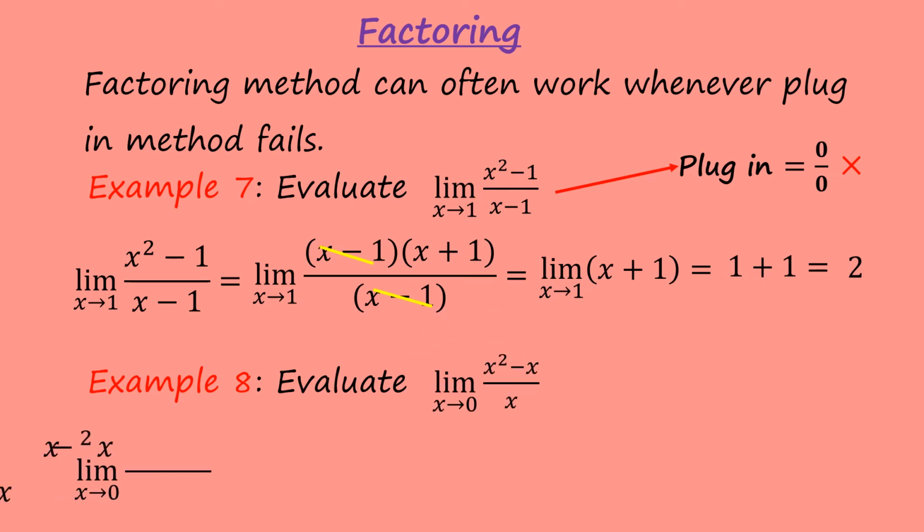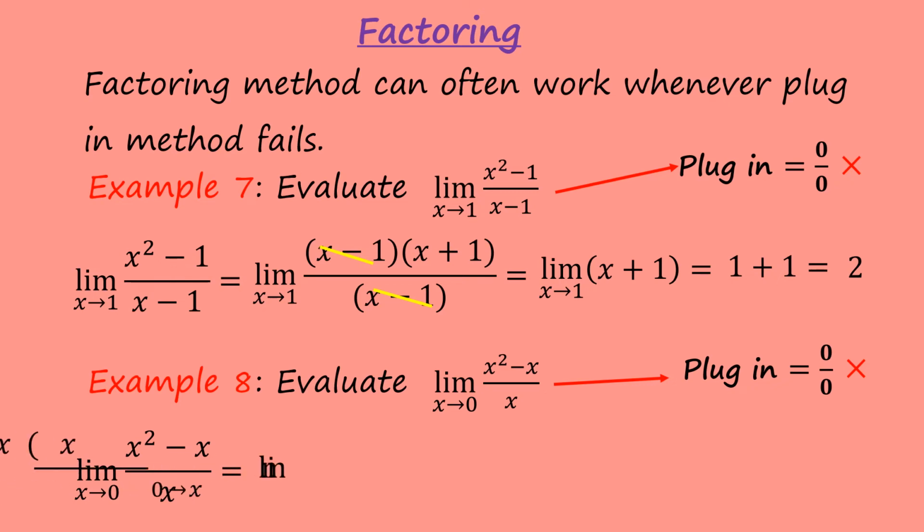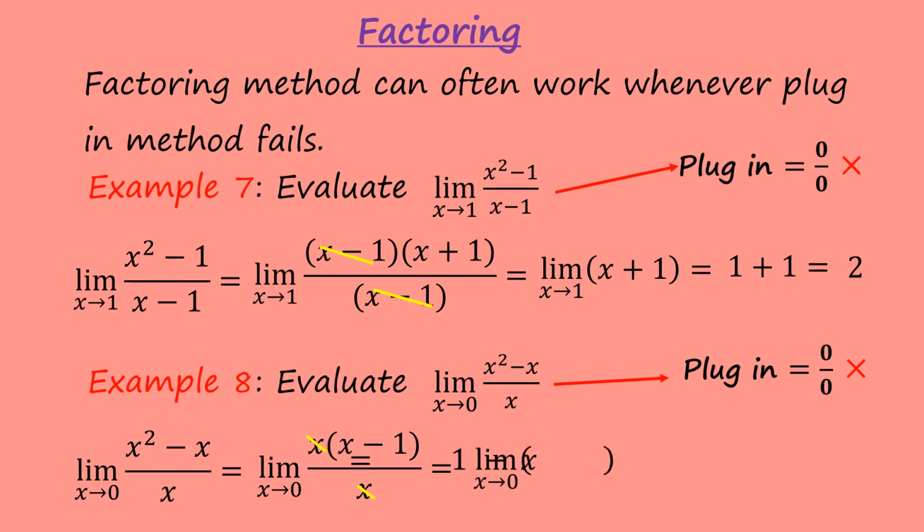The same thing, if we try to do the plug-in, we are going to get 0 over 0. So the next thing is for us to factorize x squared minus x. So we can do it in this form to have x into bracket x minus 1 over x. Then the x can cancel out the x. We'll be left with the limit x tends to 0, x minus 1.